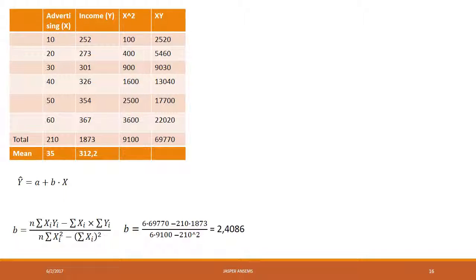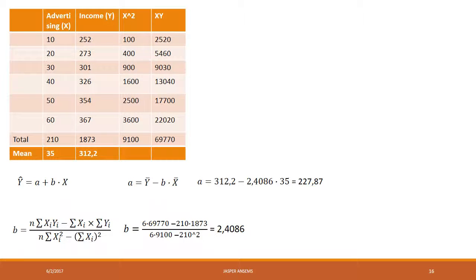So n is 6 days, times that 69,720, which is the total, minus 210, which is the total of x, times the total of y, divided by, again, 6 times 99,100 minus the average of x to the power of 2 is 2.4086. And now we need to calculate A.